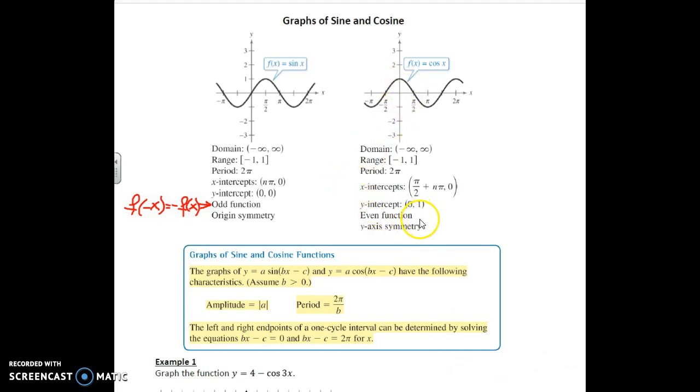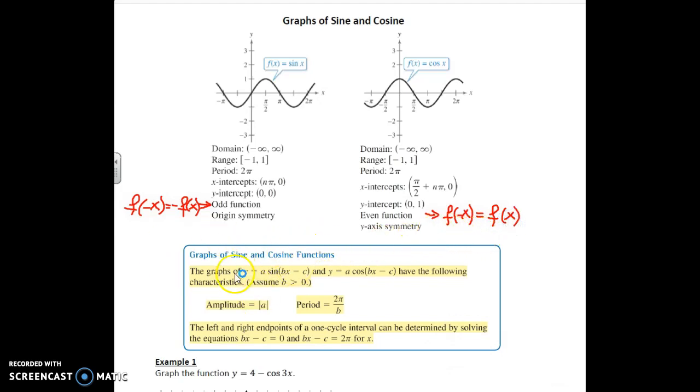The cosine is an even function. So I want you to pause and think, what does that mean? How do you see that in the graph? It is the same thing as saying that it has a y-axis symmetry. Also, an even function means that if you took the function of a negative angle, it is the same as the function of the positive angle.